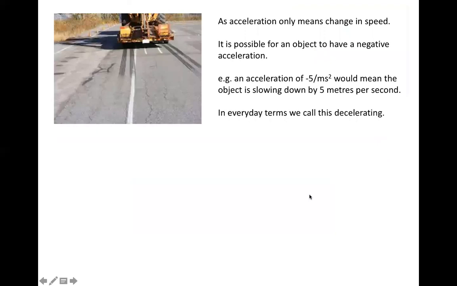Because acceleration only means change in speed, it is possible for an object to have a negative acceleration. For example, an acceleration of -5 would mean the object is slowing down by 5 meters per second. Just now it increased by 5 meters every second, now it's decreasing by 5 meters per second. This is what we call decelerating. Note down that the opposite of acceleration is deceleration, which means negative acceleration equals deceleration.